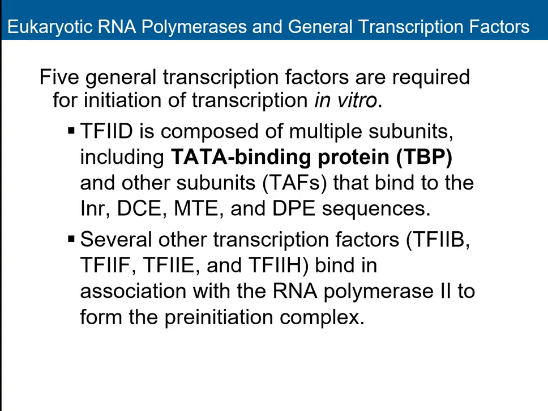All right, in terms of the general transcription factors that are required for initiation, okay, here they are listed. Transcription factor 2D, okay, has multiple subunits, including a subunit that's going to bind to that TATA box of the promoter, right? This TBP. There are other subunits that will bind these other sequences that I mentioned, okay? Again, remember all of these sequences are part of the DNA. These are part of the promoter, okay? More complex. This transcription factor 2D is actually a protein that's going to bind to these sequences here, okay? There are other transcription factors as well. Transcription factor 2B, 2F, 2E, and 2H will all bind in association with that RNA polymerase to basically form this pre-initiation complex.